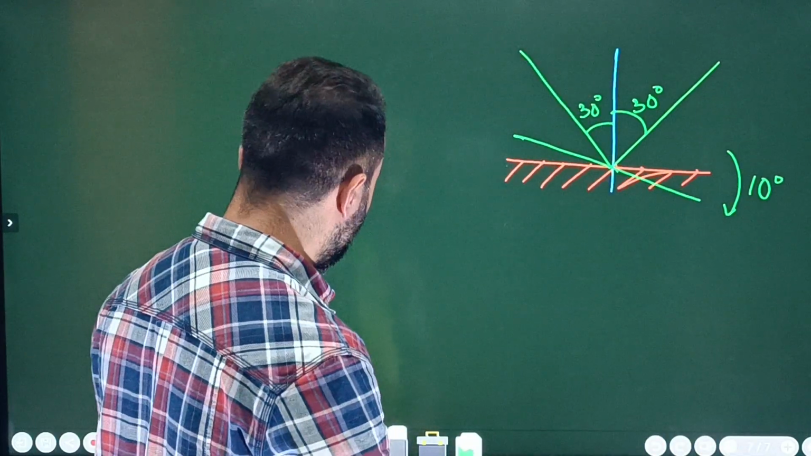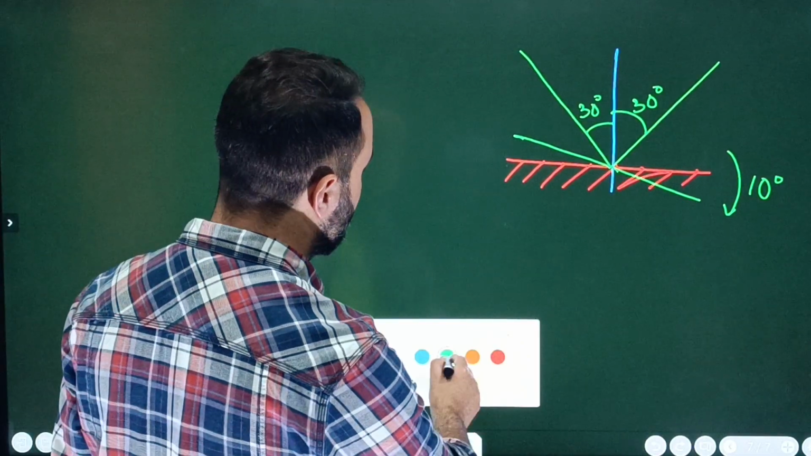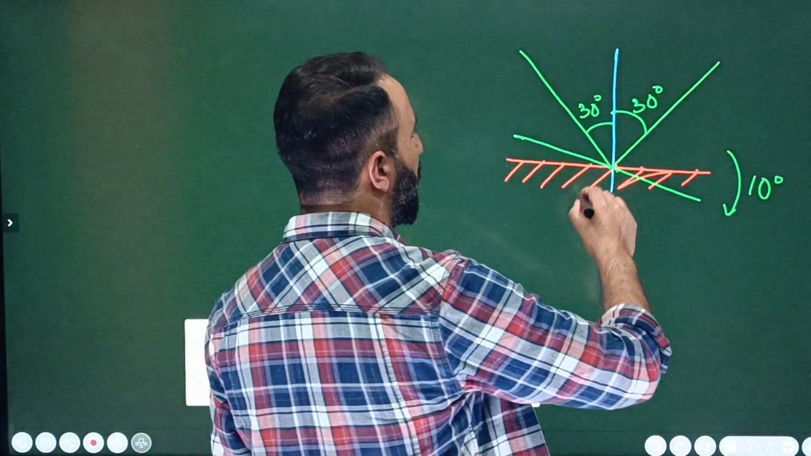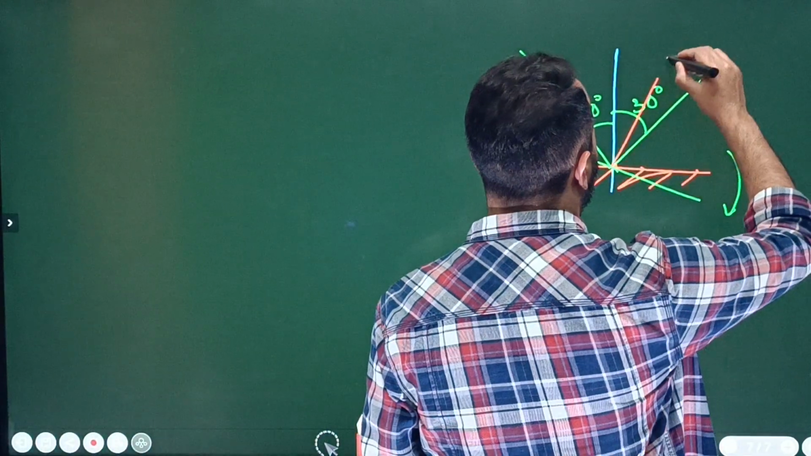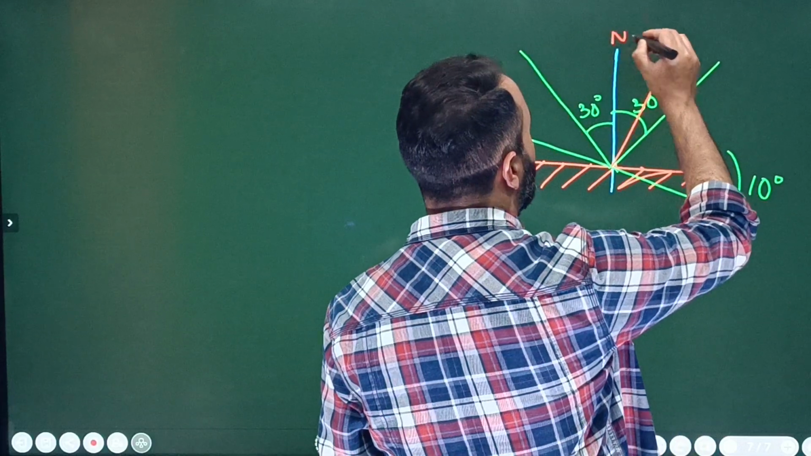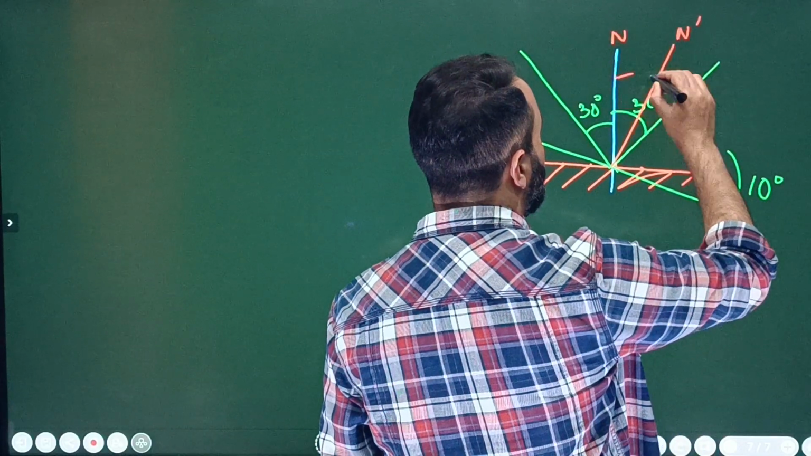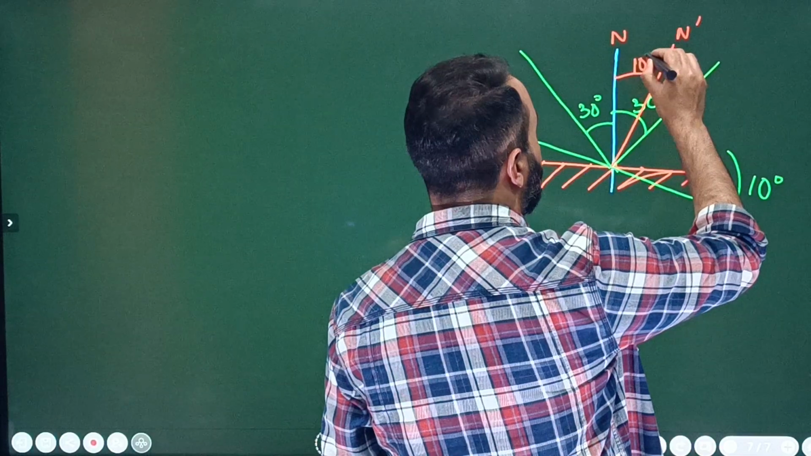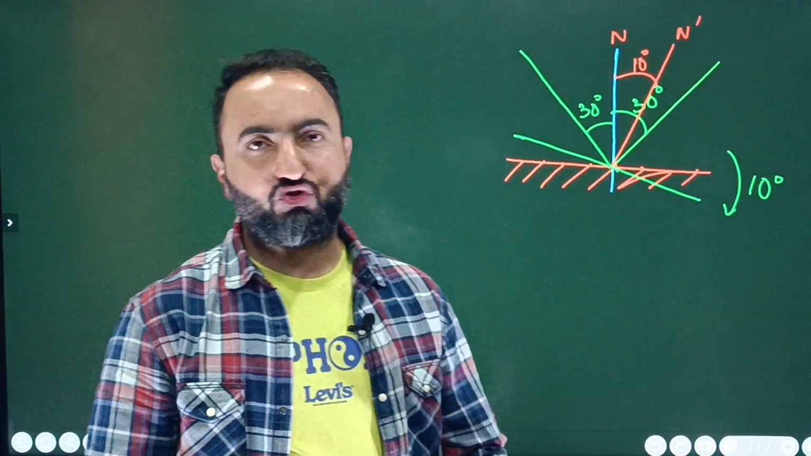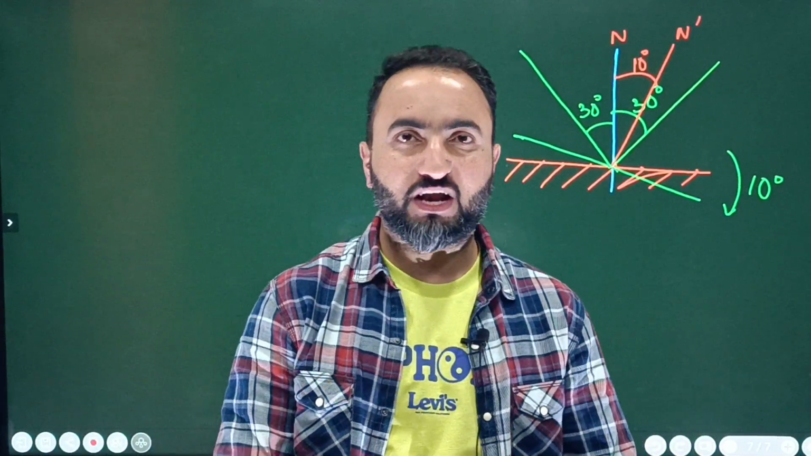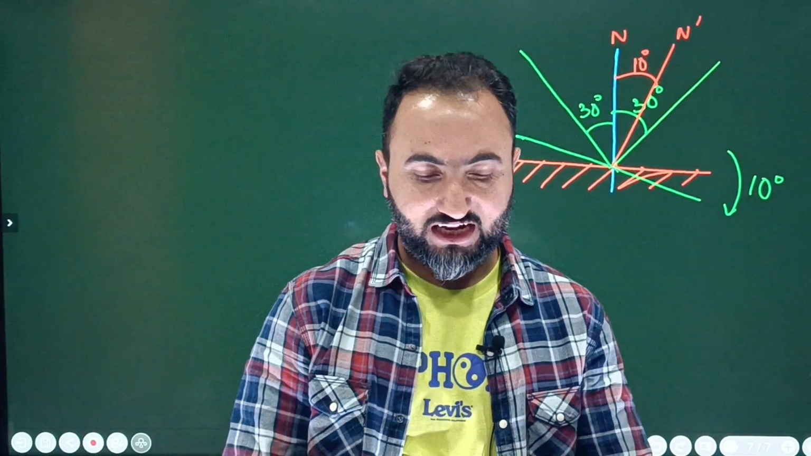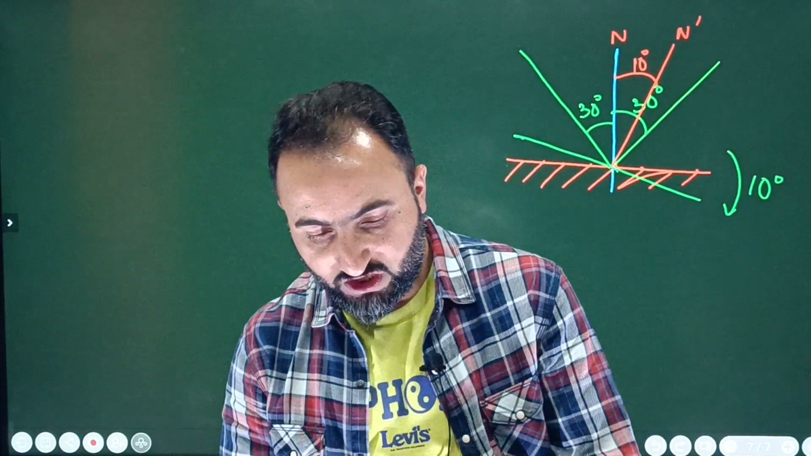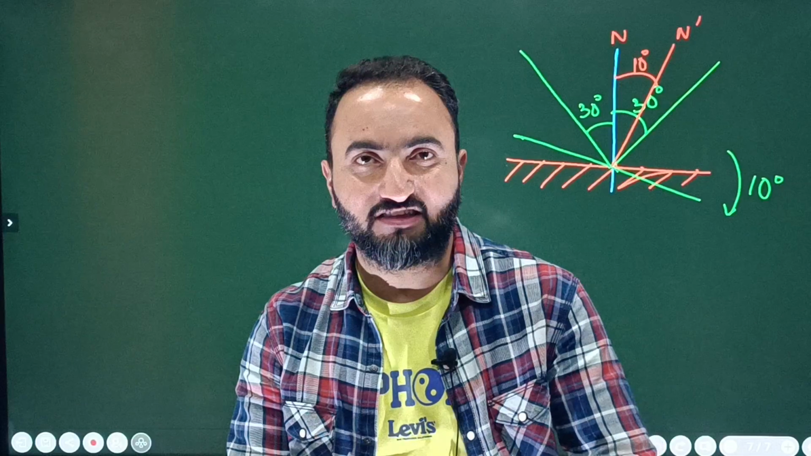When the mirror is rotated by an angle of 10 degree, its normal will also get rotated by an angle of 10 degree. So this is here M, and what about this? This here N dash. That's equal to 10 degree. Clear to you? Because normal is normal. If the mirror is rotated, the normal to the mirror will also get rotated by the same amount like this.